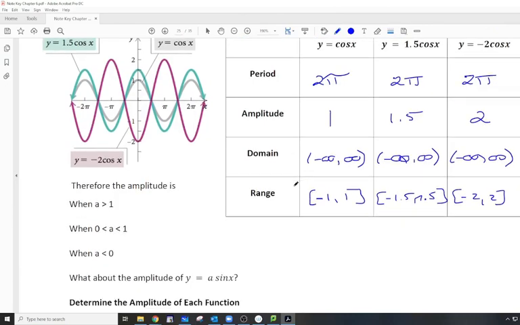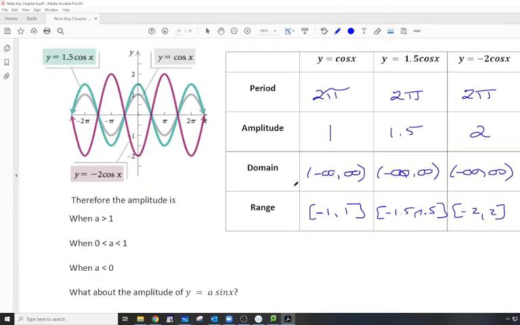So now let's talk about A in general. So for A in general, what did A determine? Well, A determined the size of your amplitude. It determined how high or how low you're going to go. The amplitude is actually the absolute value of A. So A being the number written in front of your sinusoidal function, the amplitude is the absolute value of whatever number is written there. When A was greater than 1, we got a vertical stretch.